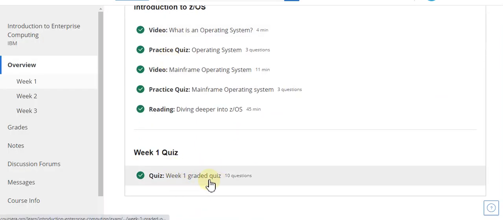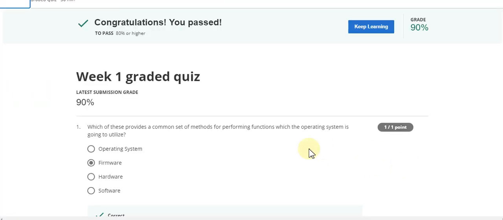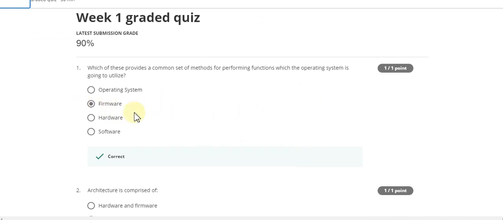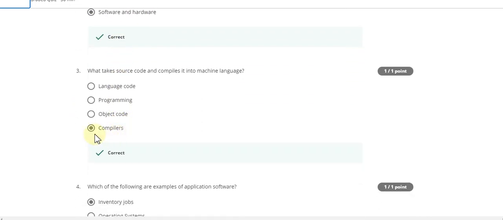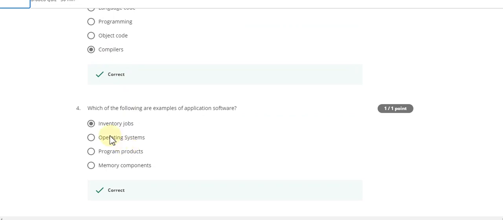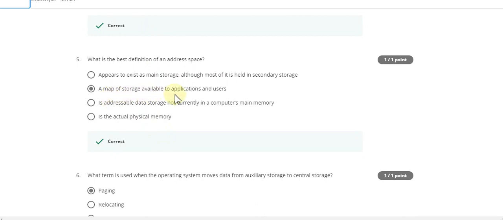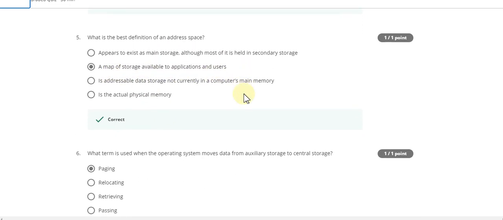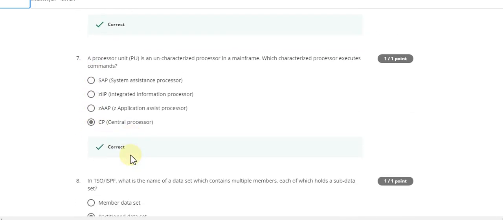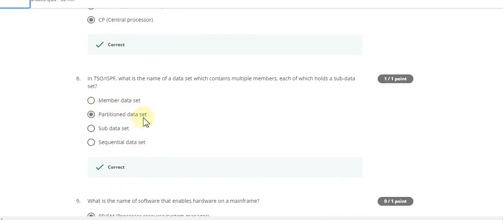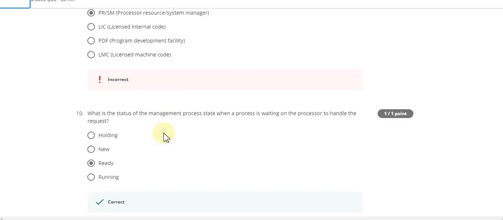Now I will discuss the week 1 final quiz solution, the week 1 graded quiz. The first question answer is firmware, and the second is software and hardware. The third question answer is compiler, the fourth is inventory jobs, and the fifth is a map of storage available to application and user. The question number 6 answer is paging, question 7 is CP, and question 8 is parsing dataset. The question number 9 is wrong, and the question number 10 answer is ready.